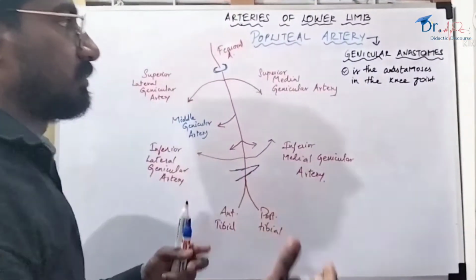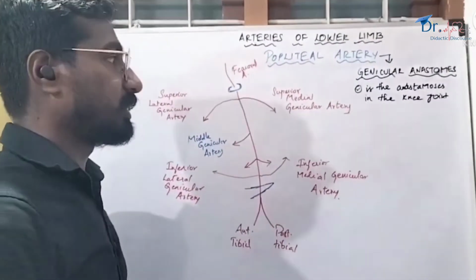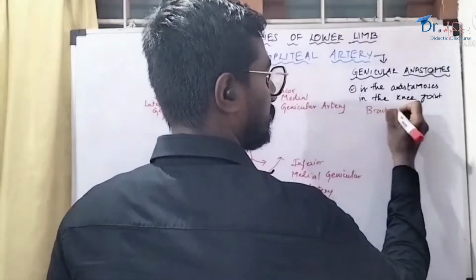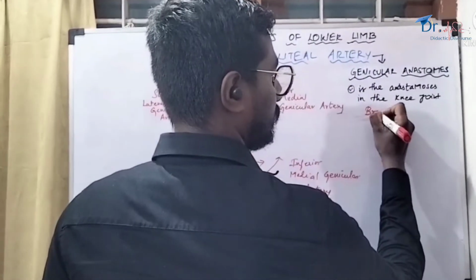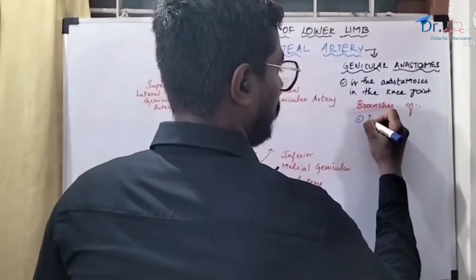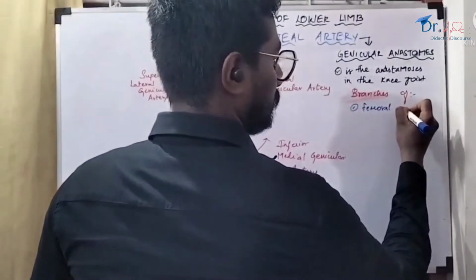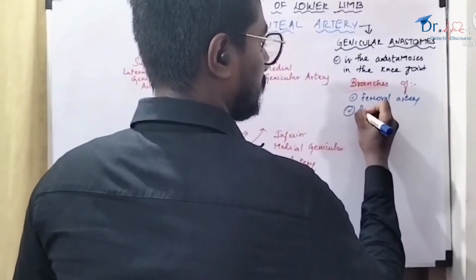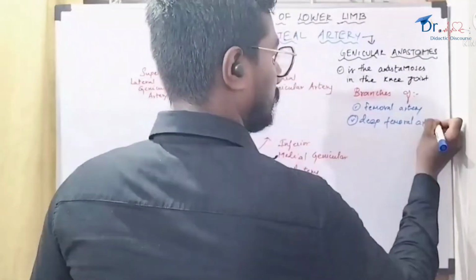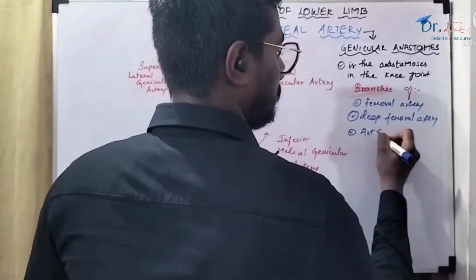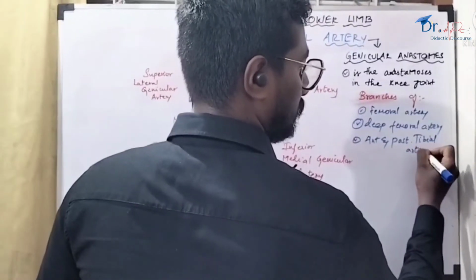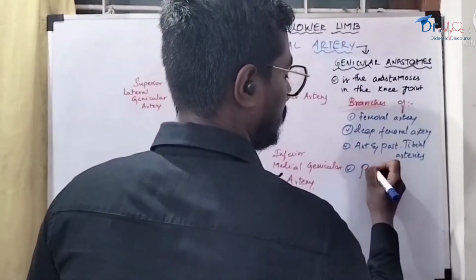So what are the branches of arteries which form the genicular anastomosis? The genicular anastomosis is formed by the branches of the femoral artery, the profunda femoris, which is nothing but the deep femoral artery, the anterior and posterior tibial arteries, and the popliteal artery.